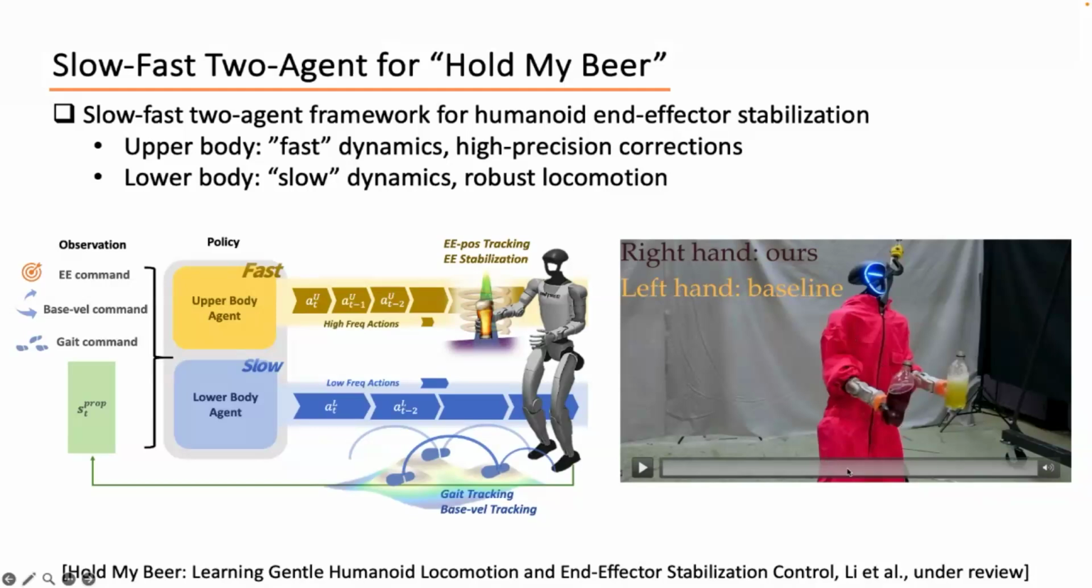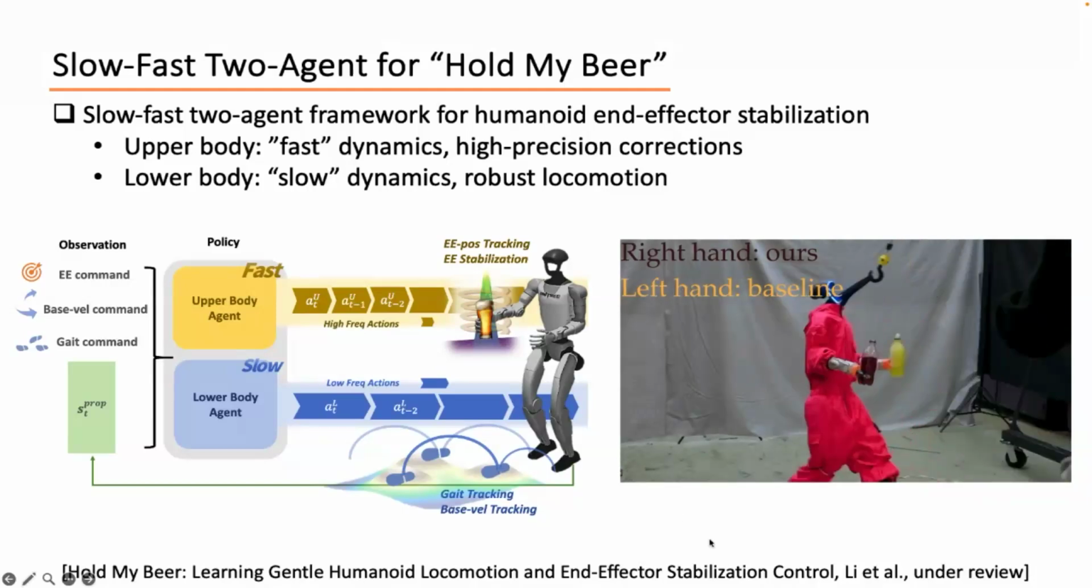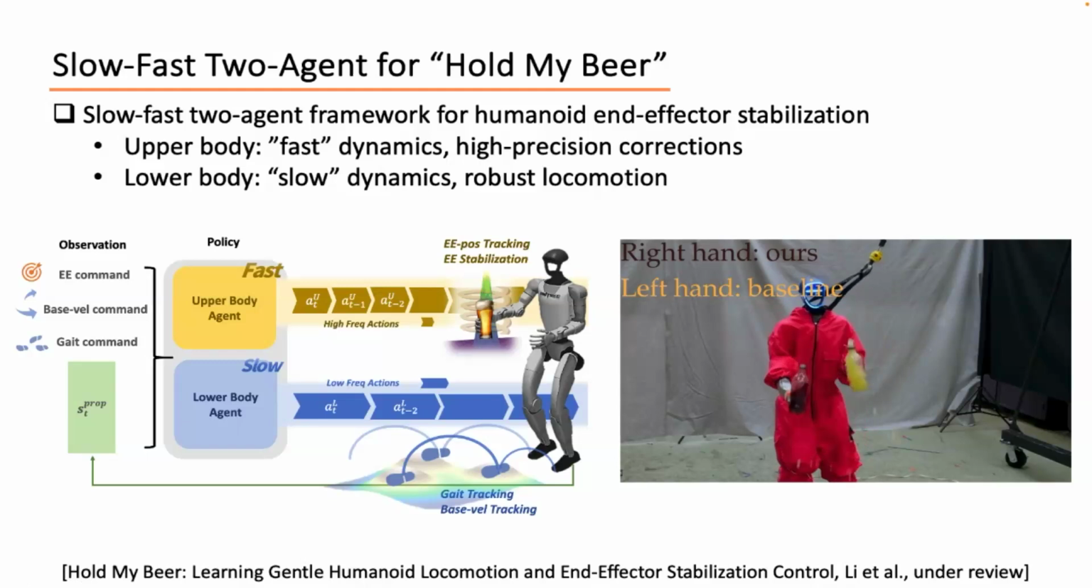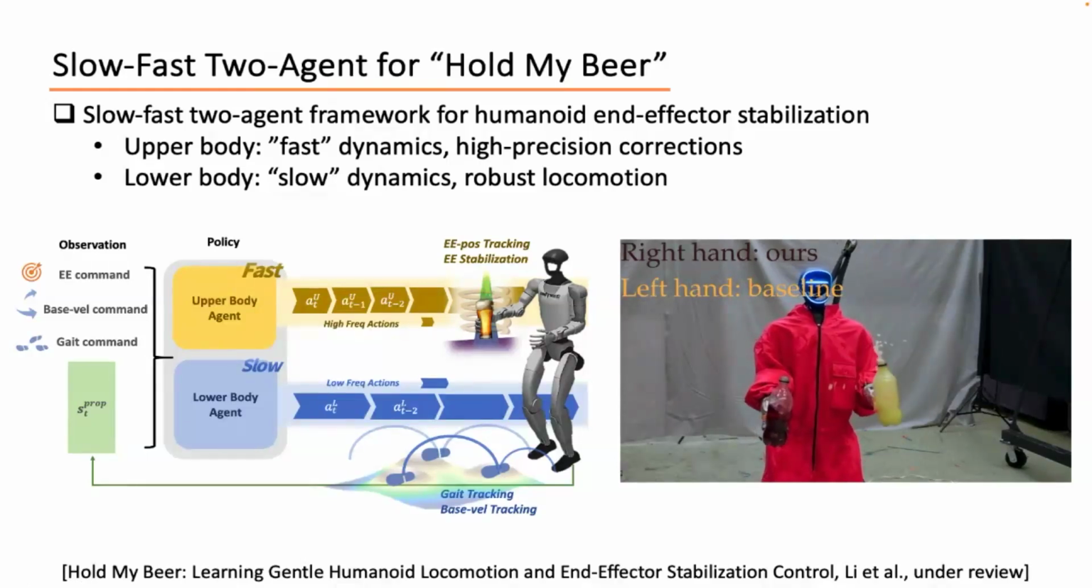The right arm, the Coke, is our method. The left arm, Fanta or whatever, is the baseline. You can see after the push, the baseline arm doesn't stabilize very well and spills the liquid, and the right arm can stabilize. I think this video is superhuman. I don't think I can do that.